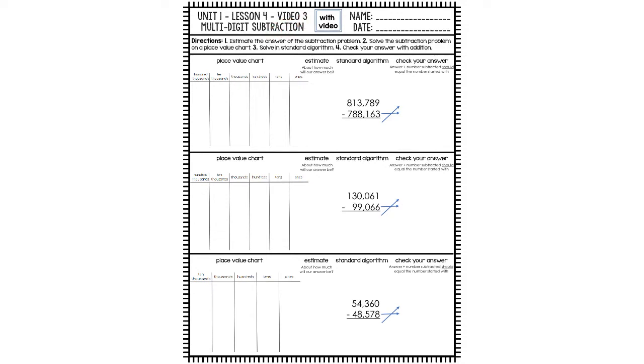You should have the paper that says video 3 at the top, and we're on the side with the video. Before I give you the opportunity to continue on your own, I would like you to hang with me for a minute while we talk about estimating with 5 and 6 digit numbers. So, remember, according to the directions, we're going to estimate first, then solve in a place value chart, then 3, use the standard algorithm, and 4, check your answer.